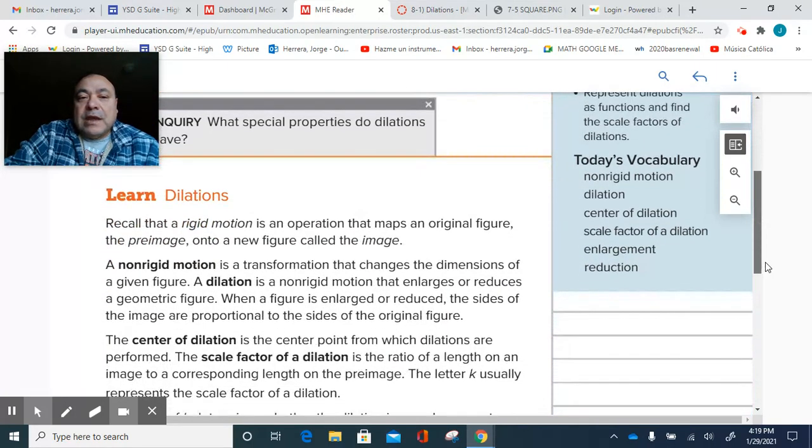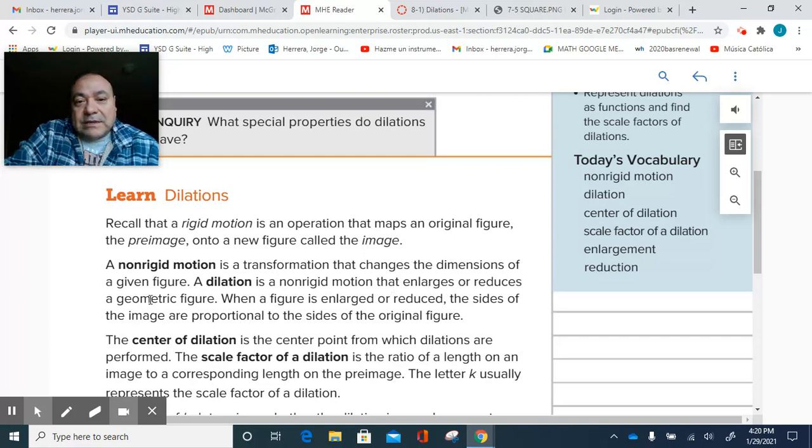As you know, when we had rigid motions in the past, we had a geometric figure and we moved it, we translated it to the right or to the left, up or down. Here it's just a little bit different, guys. We're going to enlarge or reduce geometric figures.